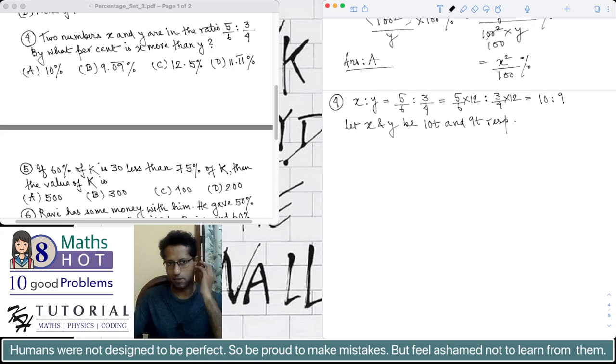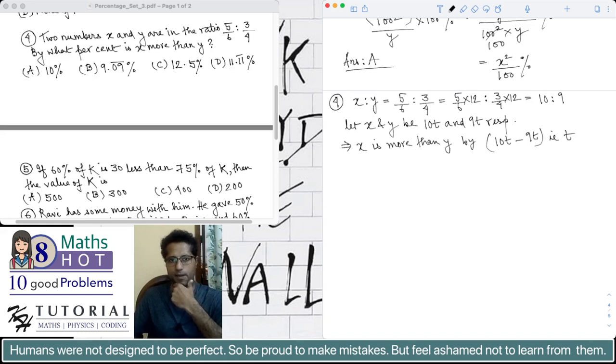It is asking by what percent x is more than y. The value of x is 10t and the value of y is 9t. So x is 10t minus 9t more than y, that is t. Now we have to find the percentage of t based on the value of y, because the question is by what percent is x more than y. That percentage will be based on the value of y.